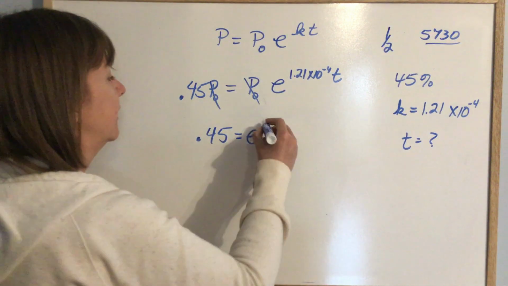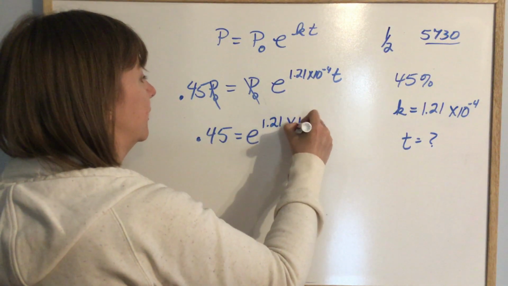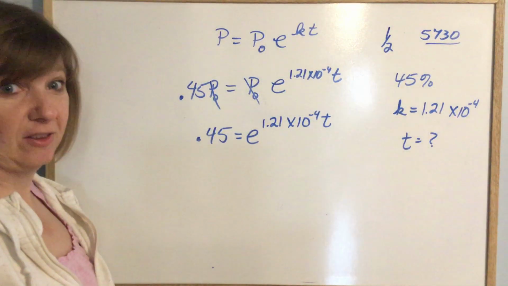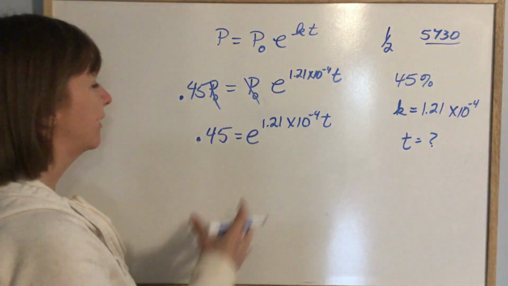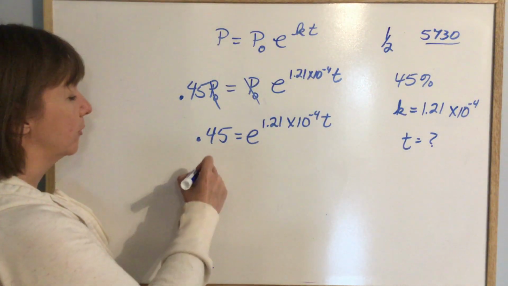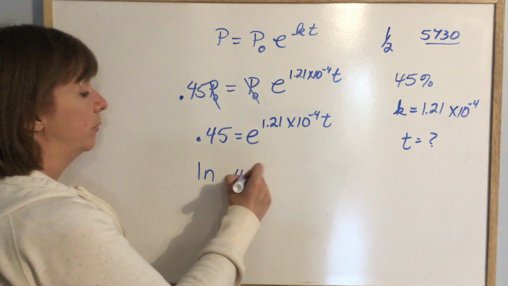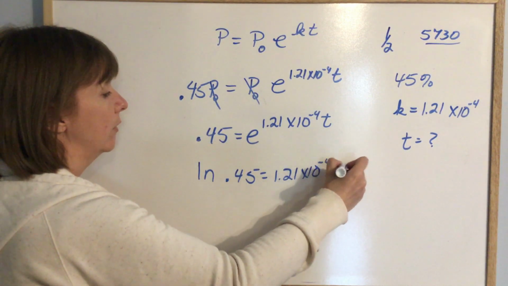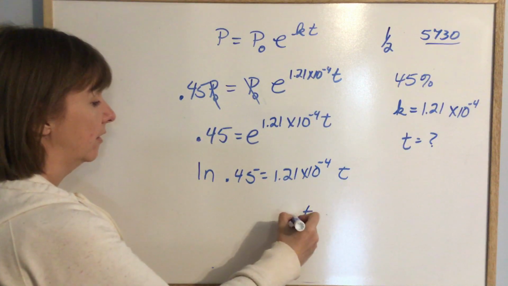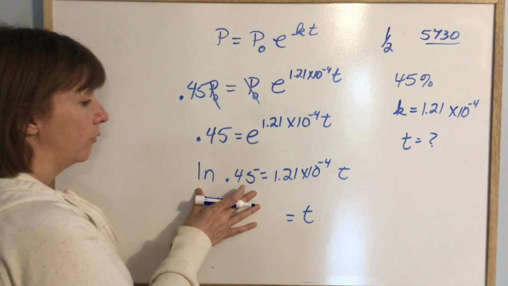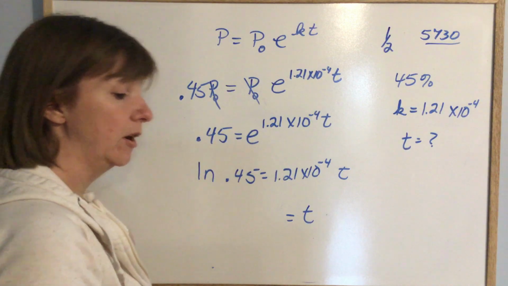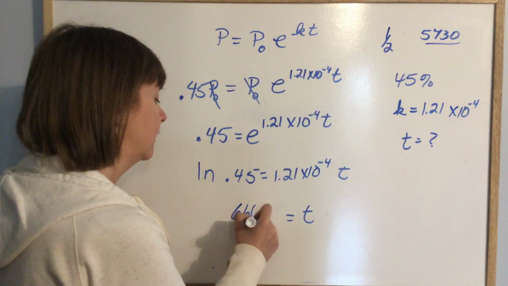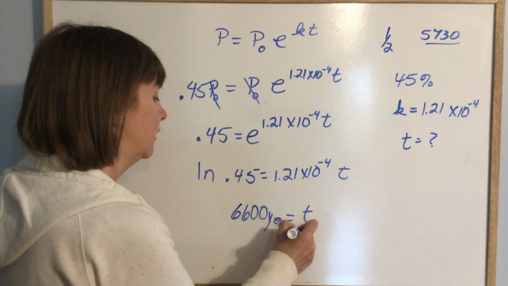All right. So e to the 1.21 times 10 to the negative 4th T. And now my husband's chasing him around the room. It's very interesting. All right, so we're going to change this into logarithmic form. So we're going to have ln of 0.45 is 1.21 times 10 to the negative 4th times T. So we're going to do ln of 0.45 divided by 1.21 times 10 to the negative 4th. Turns out it's 6,600 years.